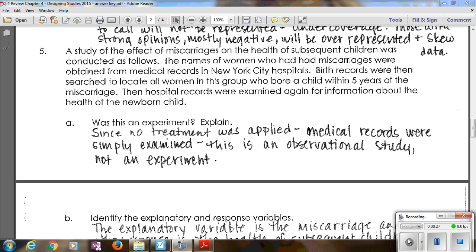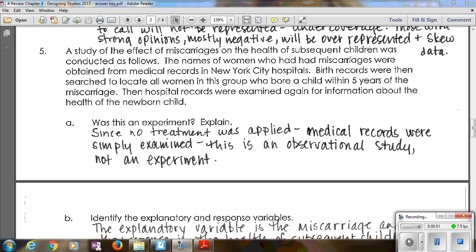So I'm going to start with number 5. In number 5, we're looking at a study of the effect of miscarriages on the health of subsequent children. The names of women who had had miscarriages were obtained from medical records in New York City hospitals. Birth records were then searched to locate all the women in this group who bore a child within 5 years of the miscarriage. And then hospital records were examined, again, for information about the health of the newborn child. So clearly, this is not an experiment.